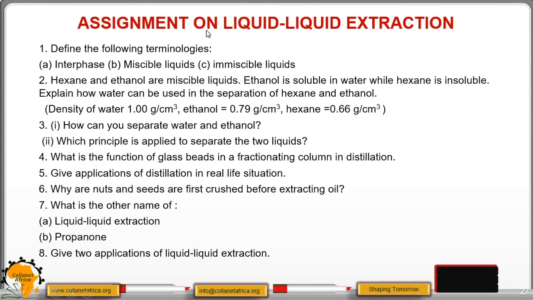Here is an assignment on liquid-liquid extraction. There are all these questions. Ensure you get the correct answer. Train your brain to remember all the concepts. Thank you and wish you success.